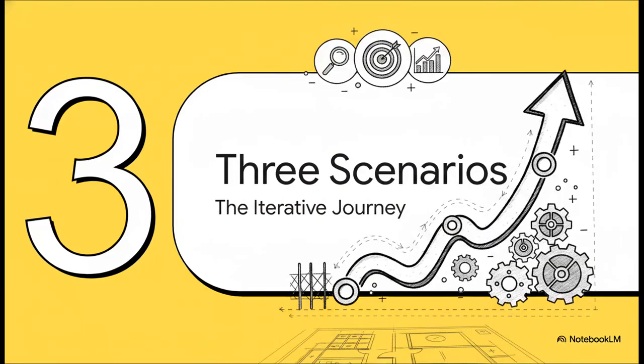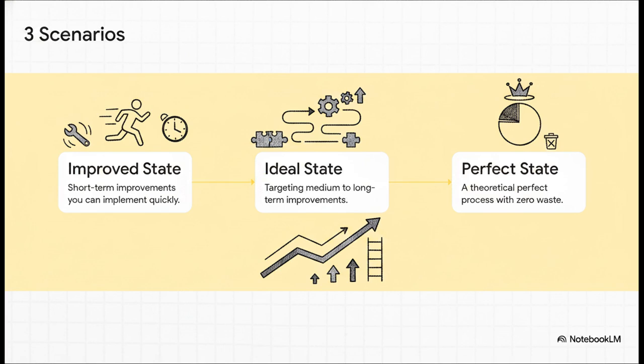Section 3. Three scenarios for improvement. The iterative journey. Let's move on. Look, optimization does not happen overnight. Rome wasn't built in a day, right? You need a structured, iterative approach.